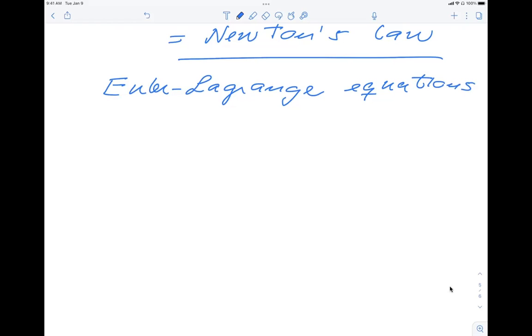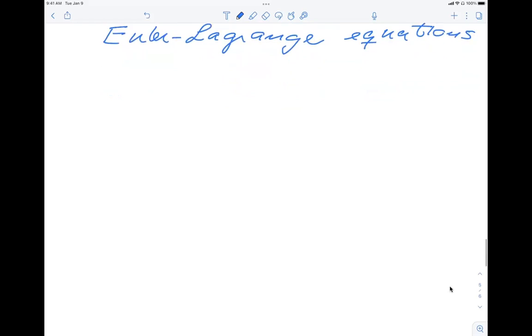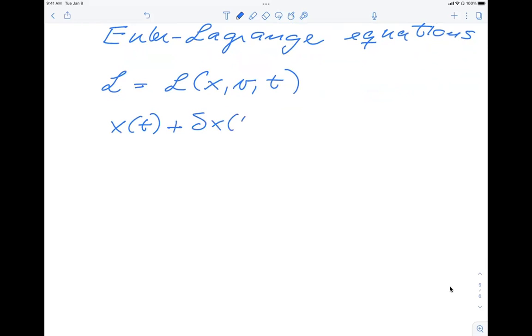So what we want is to generalize this, and we are still going to start with L, which we just call a general function of x, v, and t. This is a pretty common situation in physics. We are going to look at changes in position. So we're going to call these changes in position delta x. This is the same as our eta, which we had before, this eta of t.